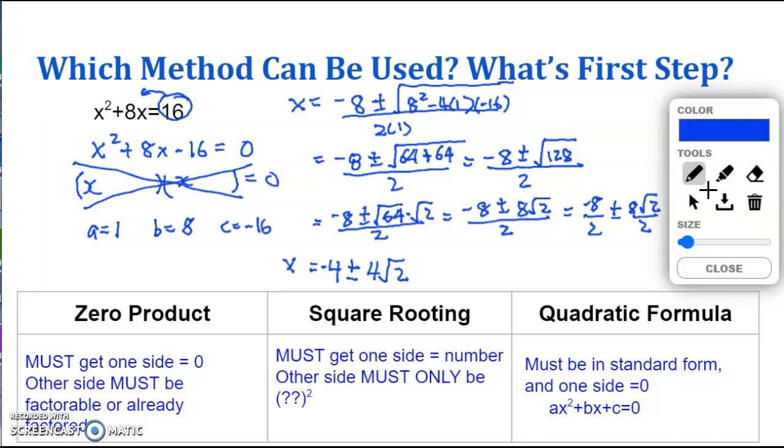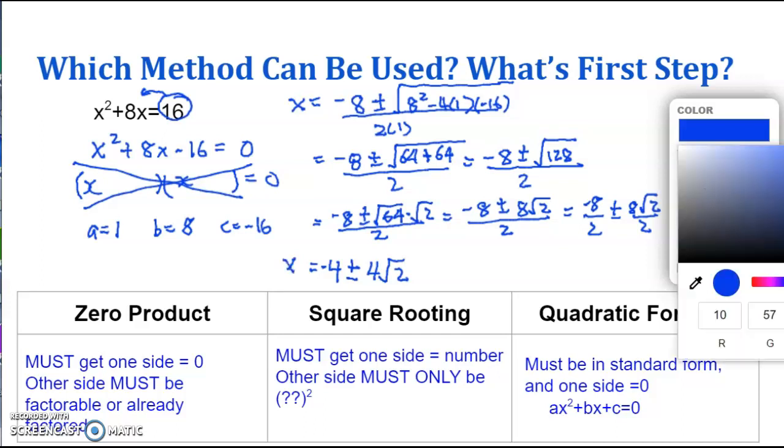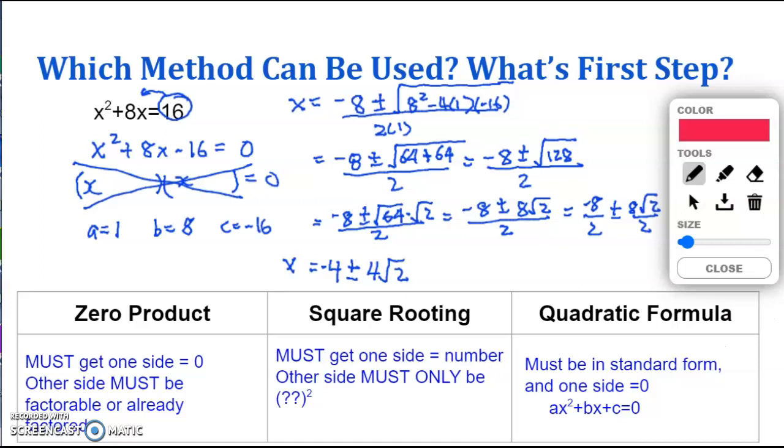That means I have two solutions. One of the x could be negative 4 plus 4 root 2, or the other solution is x is equal to negative 4 minus 4 root 2. Again, always simplify the radicals whenever possible. And use i if you need to.